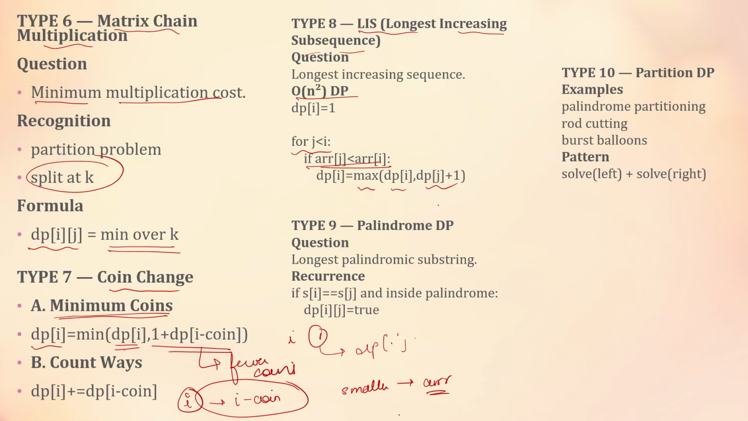If it is less, now we update the current dp value to the maximum length found. In this case, it will take order of n square.